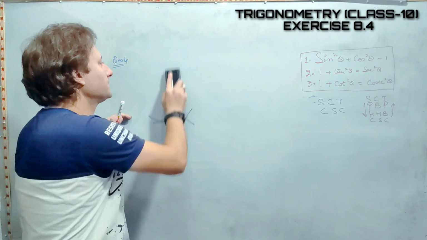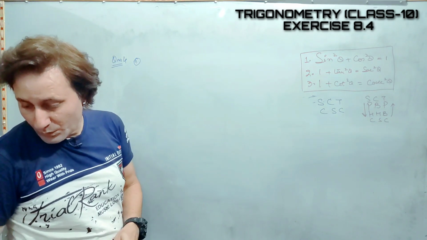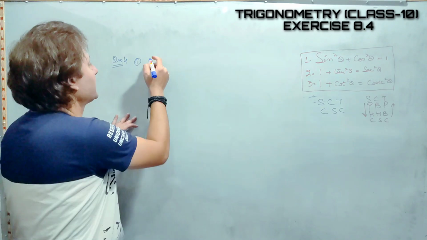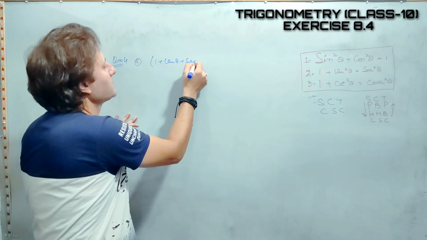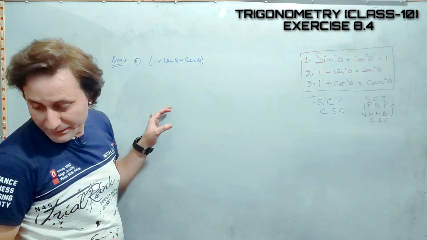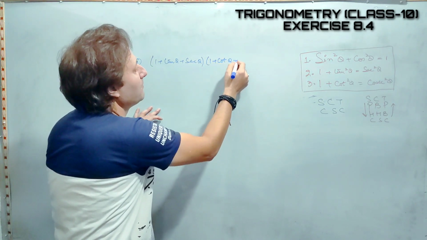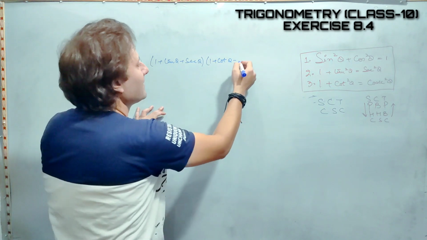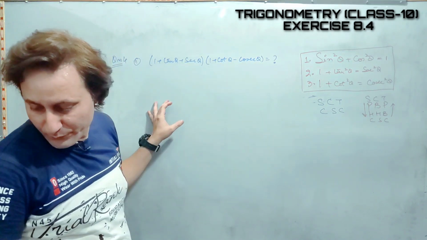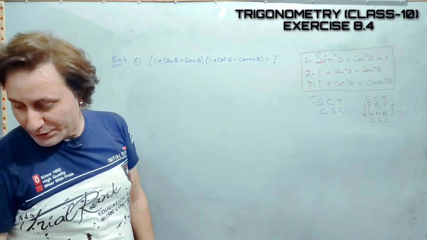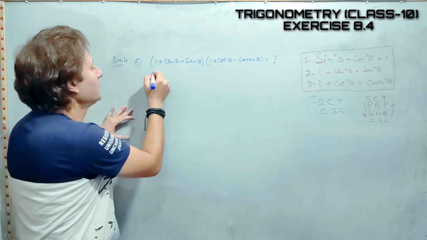Part number 2 here says (1 + tan θ + sec θ), then we have another bracket, (1 + cot θ − cosec θ), is equal to what? We have again 4 options. It says 0, 1, 2 and minus 1. So let's see. First of all, let's solve this.